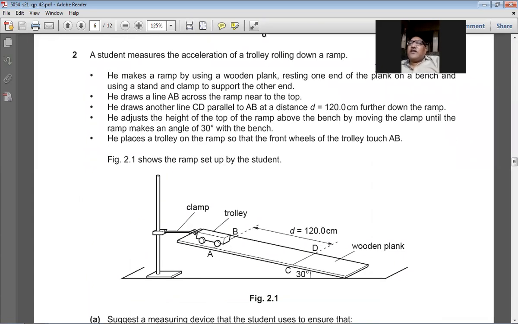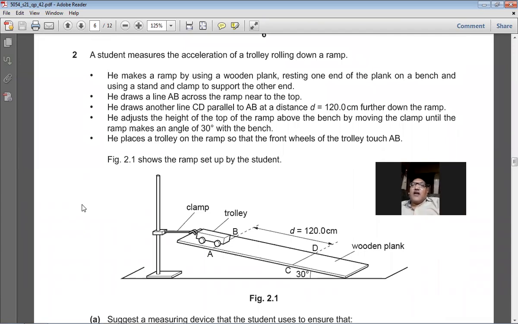So we are moving to the next question. Here it says that a student measures the acceleration of a trolley rolling down a ramp. He makes a ramp by using a wooden plank, resting one end of the plank on a bench and using a stand and clamp to support the other end. He draws a line AB across the ramp, near to the top. He draws another line CD parallel to AB at a distance of 120 centimeter further down the ramp. The name of the line is CD.